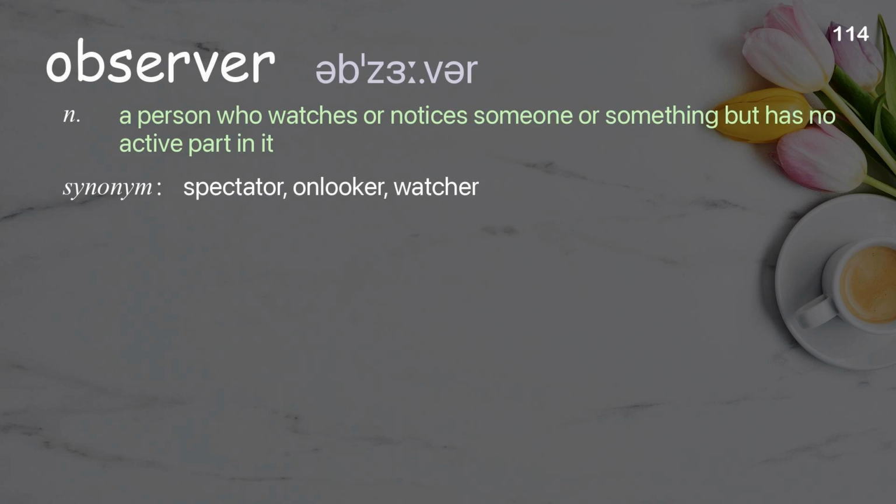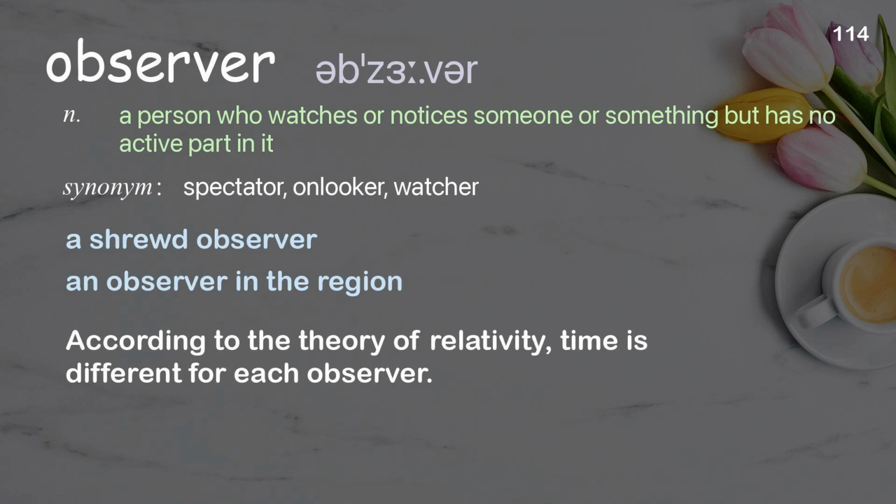Observer. A person who watches or notices someone or something, but has no active part in it. Examples: a shrewd observer. An observer in the region. According to the theory of relativity, time is different for each observer.